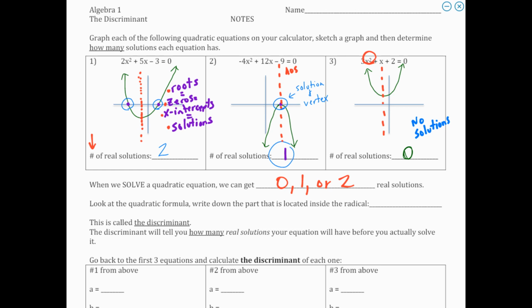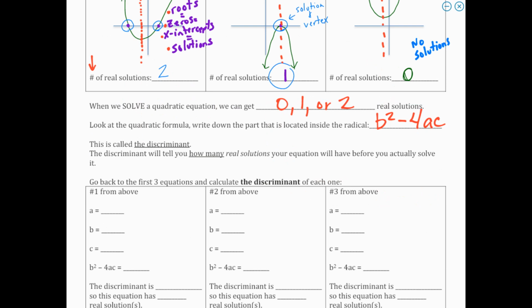We haven't looked at the quadratic formula yet. We will next week. So I'm just going to give you this part that's underneath the radical. It is b squared minus 4ac. b squared minus 4ac. We call that the discriminant. All that does is tell you how many real solutions you will get if you're solving it. This can be a shortcut.